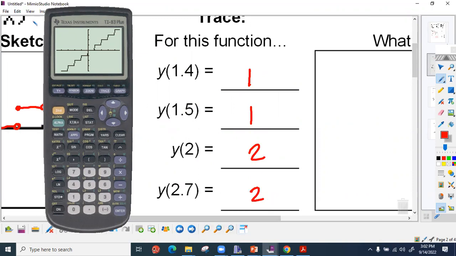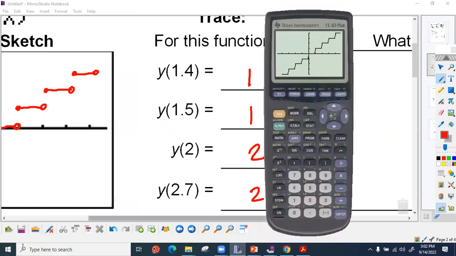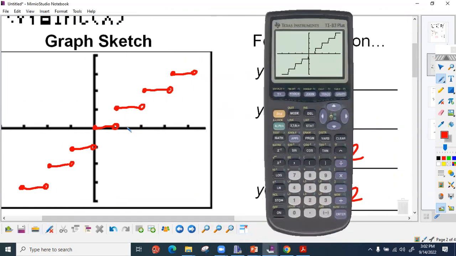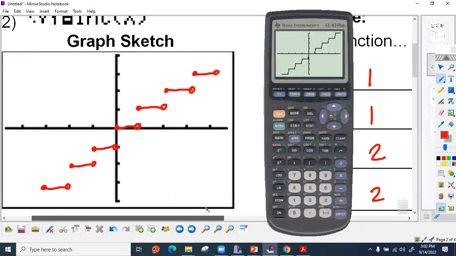And you can double check it by looking at your graph. If I go to 1.5 on the x-axis and I follow it up, what line do I land on? 1. If I go to 2.7 and I follow it up, what line do I land on? 2. So that's how that works. So in your own words, you're going to explain that.